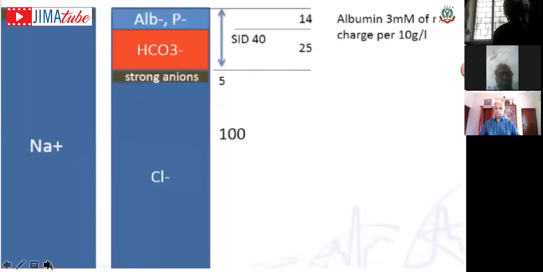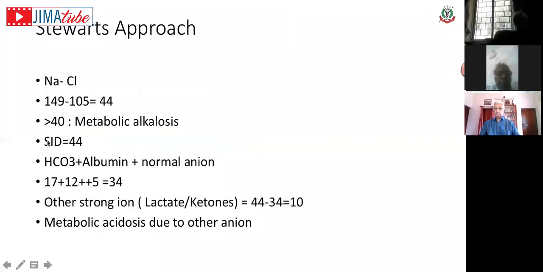Let's see whether we can do that. So you see, within a minute, I can say what the metabolic acid base status in this patient is. Sodium minus chloride. Sodium was 149. Chloride was 105. So it is 44. So this patient has metabolic alkalosis, no doubt about it. Can I explain this 44 by bicarb? Bicarb is 17. Albumin was 4, so it is 12. For each gram, I have to add 3 milliequivalents. And the normal anions are 5, so 34. So I cannot explain this 44.